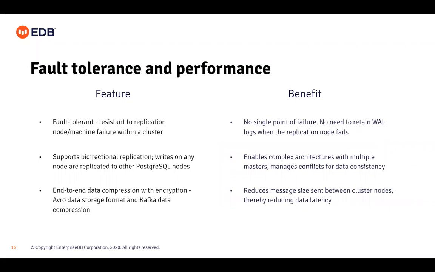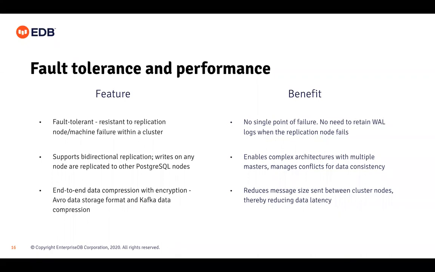Moving on to fault tolerance and performance, we talked a bit about that. There's no single point of failure. There's not a need to retain the WAL files if replication fails. Bidirectional replication, or being able to support different multi-master architectures, is important. It allows us to have complex architectures, and we manage row-level conflicts to maintain consistency. Consistency is very important, obviously.